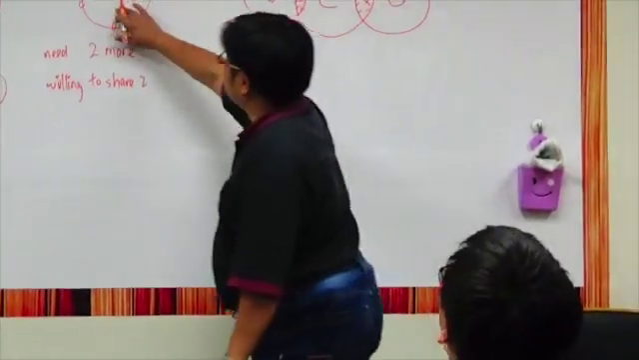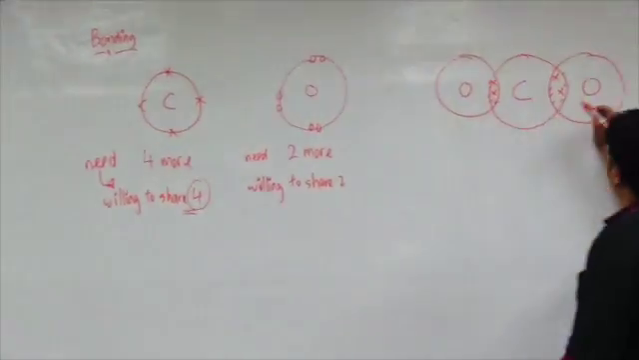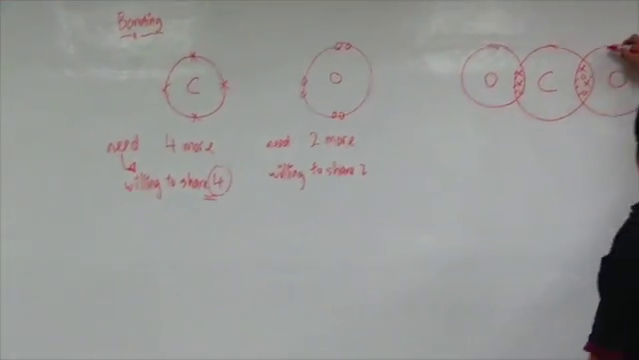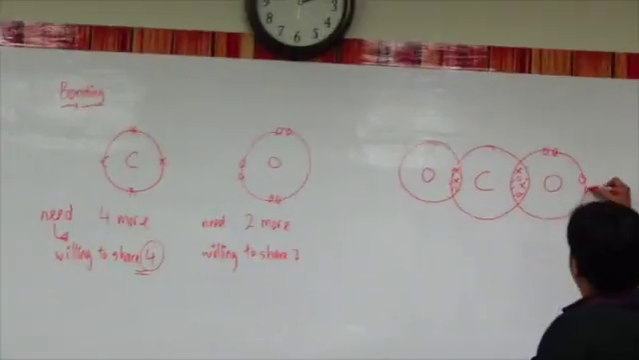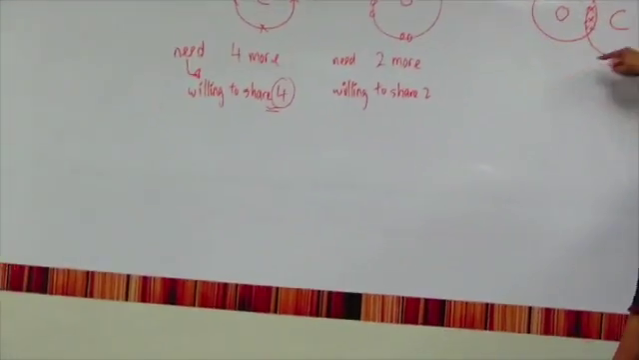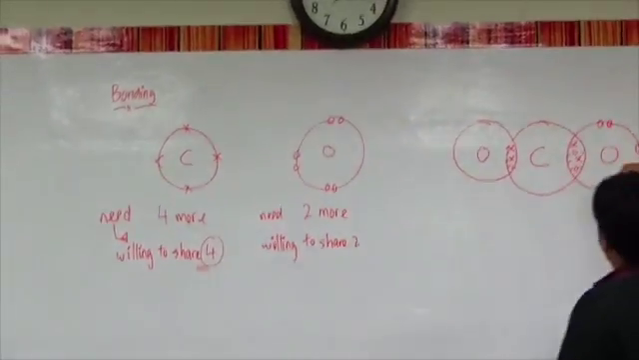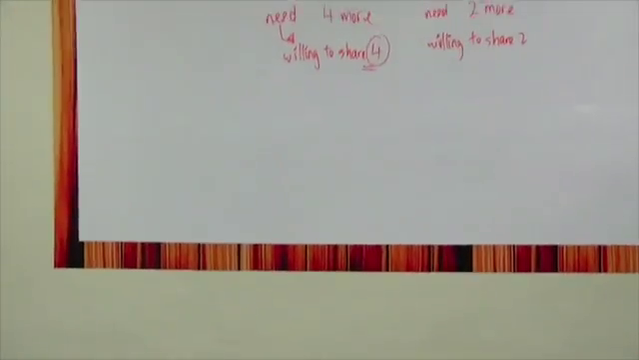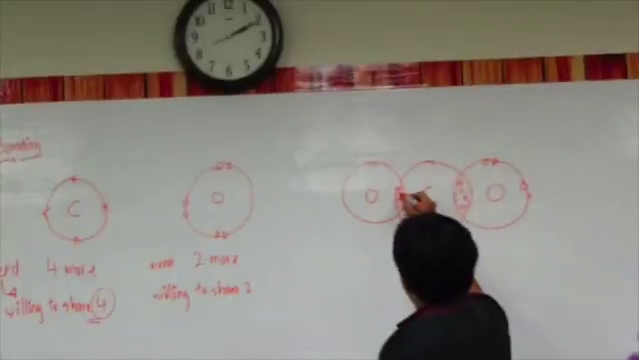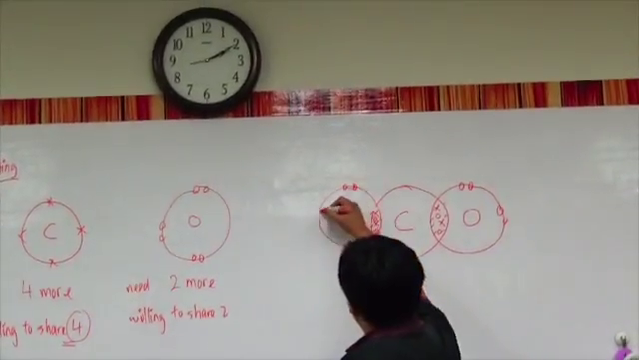Then how about this oxygen? It's willing to share 2. So it will be here. 1, 2, 3, 4, 5, 6. Can you see? 1, 2, 3, 4, 5, 6. Originally it has 1, 2, 3, 4, 5, 6. It's the same number of electrons. Correct? You do the same on here. So 1, 2, 3, 4, 5, 6.